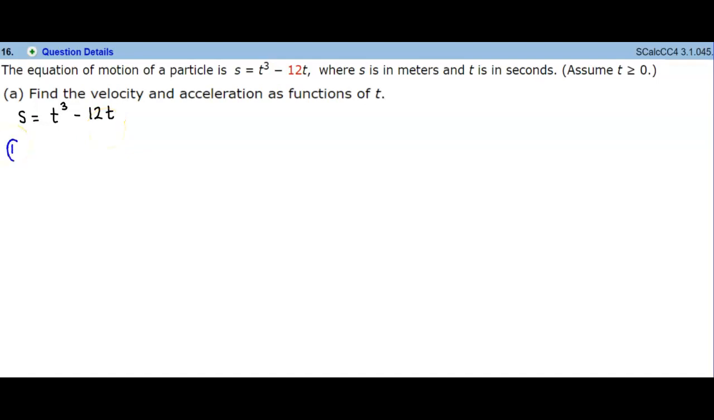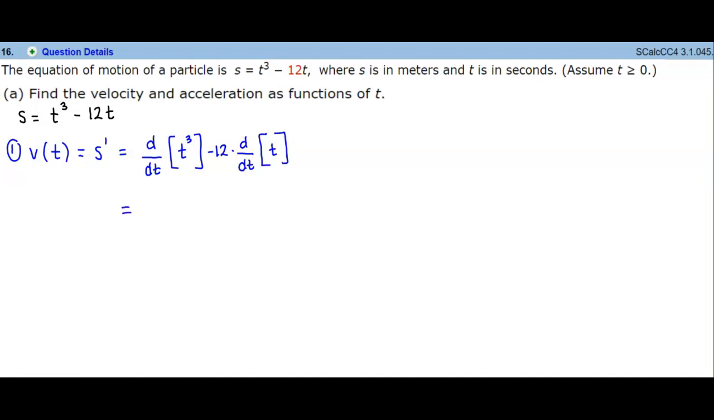So if we want to find the velocity function, it is equal to the derivative, or the first derivative, of s. Okay, and so what that's going to equal is the following. We want to find the derivative with respect to t of t cubed minus 12 times the derivative with respect to t of the variable t.